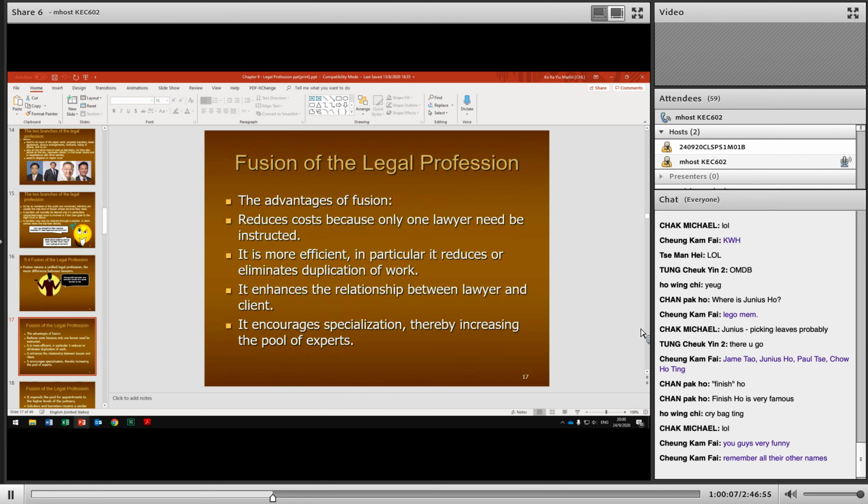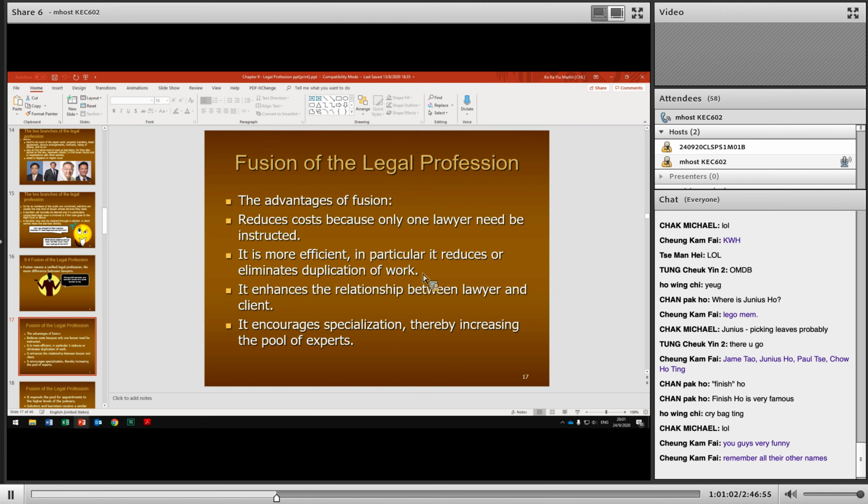To compare the two different systems, we can summarize the advantages of fusion. One of the advantages is that it may reduce costs because only one lawyer needs to be instructed. And also it may be more efficient. In particular, it reduces or eliminates duplication of work. Nowadays, if you want the barrister to do something, you have to send a letter to the solicitor. The solicitor will pass your request to the barrister. Sometimes he's just copying the point or the instruction of the client. Especially when the client supplies some information to the solicitor, and the solicitor just copies the information to the barrister. So we can call it duplication of work.